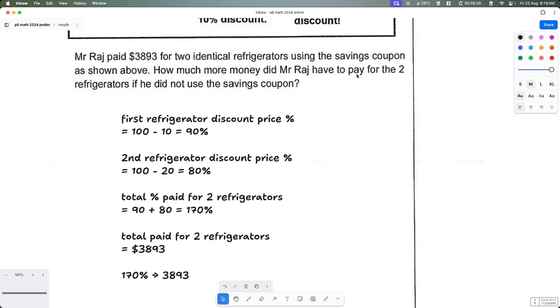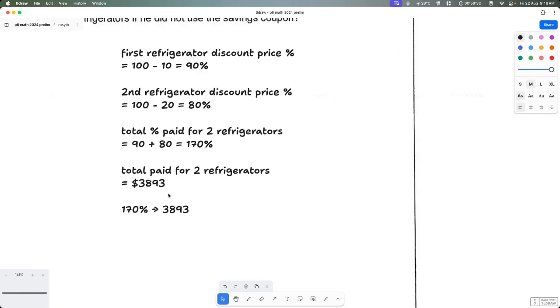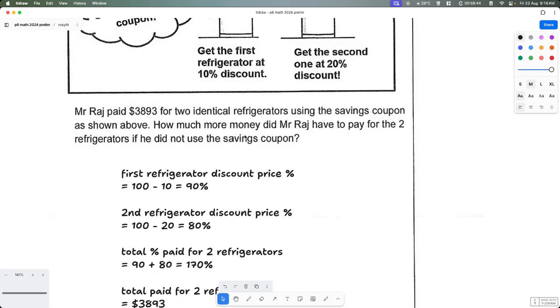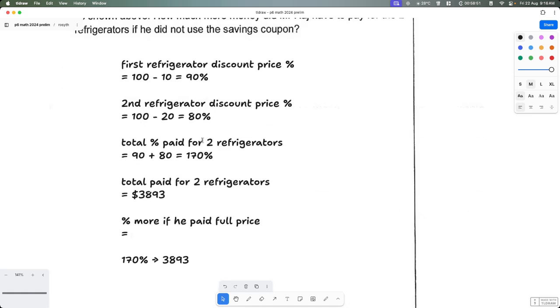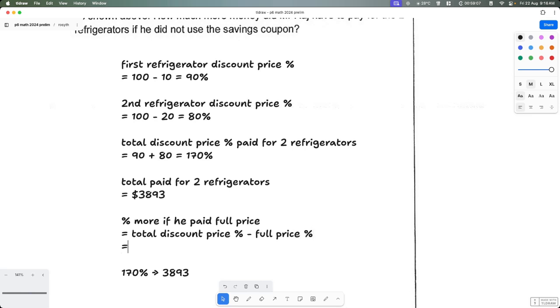So how much more did Mr. Raj have to pay if he did not use the coupons? That is basically the percentage more if he paid full price, which is the full price percentage minus the total discounted price percentage, which is 100 times 2 minus 170, which is basically 30%.